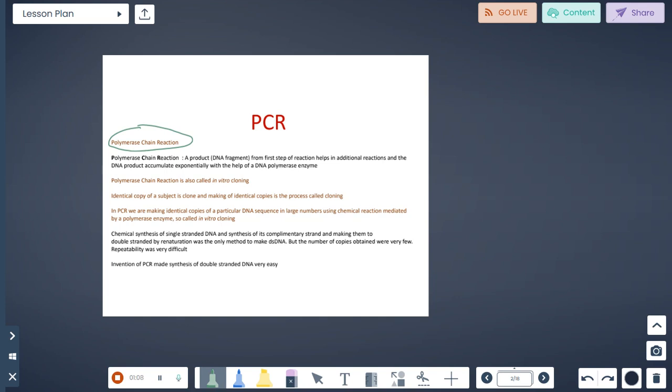So this polymerase chain reaction is also called in vitro cloning. Why is it called in vitro cloning? Before PCR came, identical copies of a subject DNA were made by cloning. That is gene cloning: cloning in a plasmid vector or lambda vector or YAC vector or BAC vector. The copy number of the desired DNA fragment was increased by cloning. So that is called in vivo cloning.